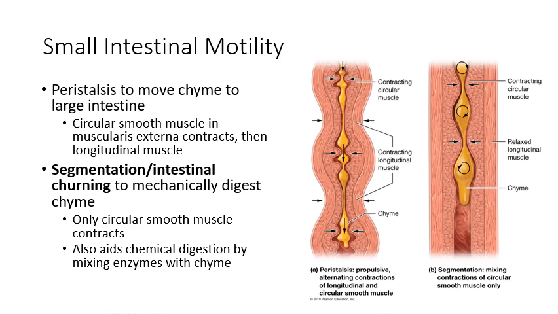Even though it's almost completely mechanically digested already, you can still do a little bit more. But more importantly, it mixes the chyme with the digestive enzymes that are secreted by the small intestine and into the small intestine from the liver or the pancreas, making sure that you have really good chemical digestion. So as the food is moving through the small intestine, sometimes you'll have peristalsis, actually moving it through the small intestine, and then sometimes the peristalsis will kind of stop, and instead you'll have segmentation going on, mixing the chyme with the enzymes that help it be digested.